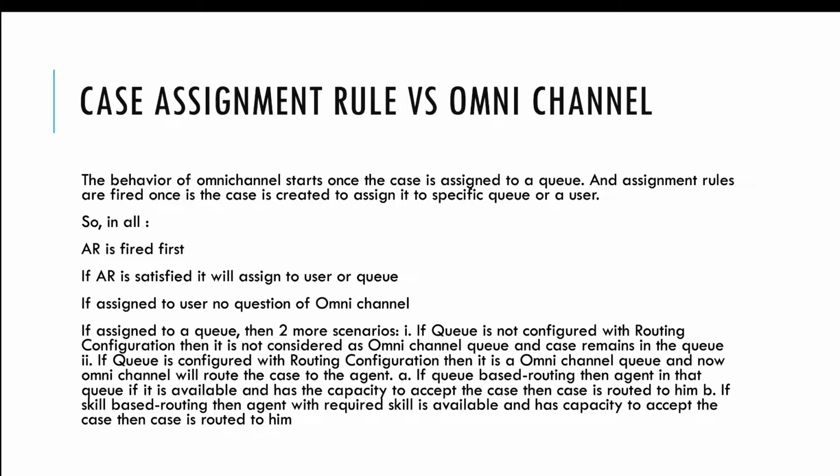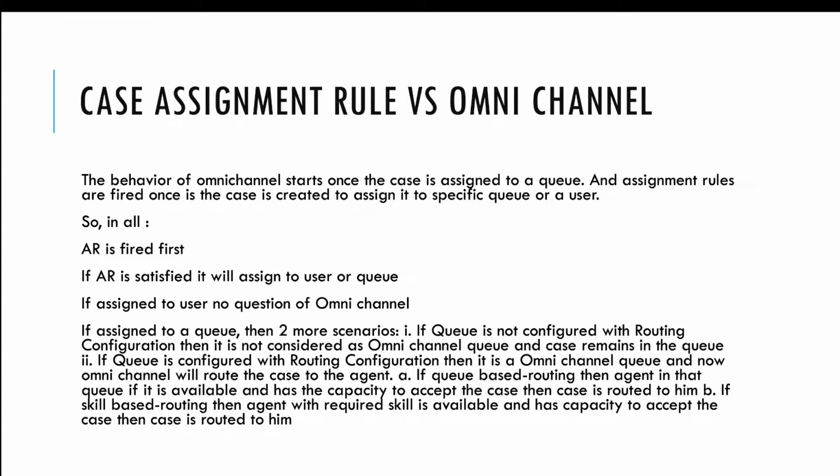If a queue is not configured with routing configuration, which I will tell you how to configure, then it is not considered as an omni-channel queue, and the case remains in the queue unless any user manually sees it and accepts it. If a queue is configured with a routing configuration, which I'm going to show in the demo, then it is an omni-channel queue, and now omni-channel will route the case to an agent.